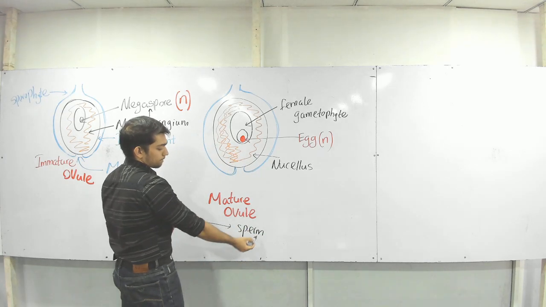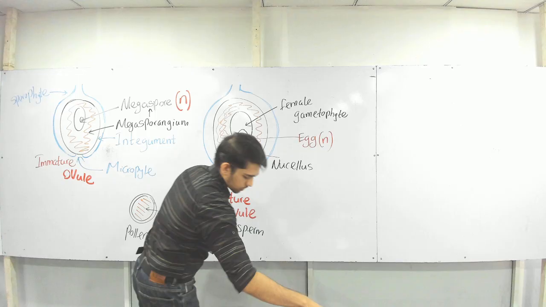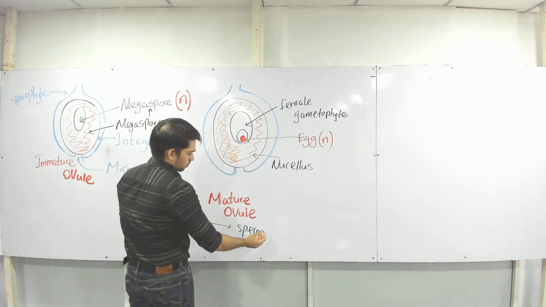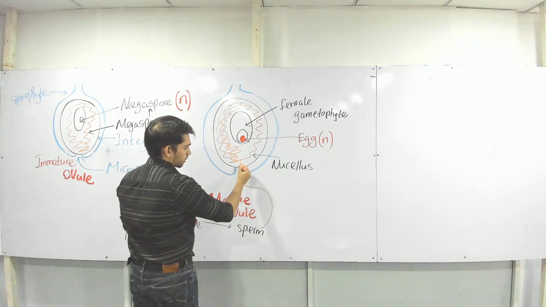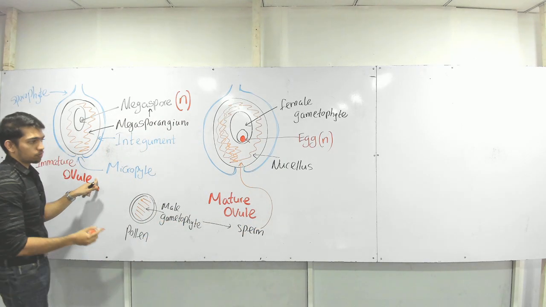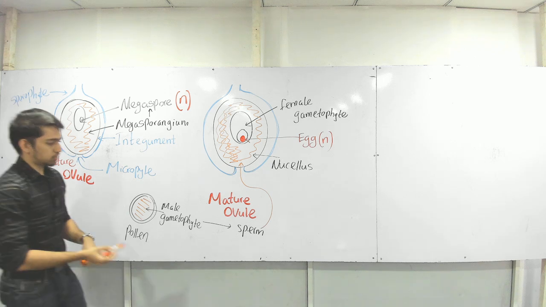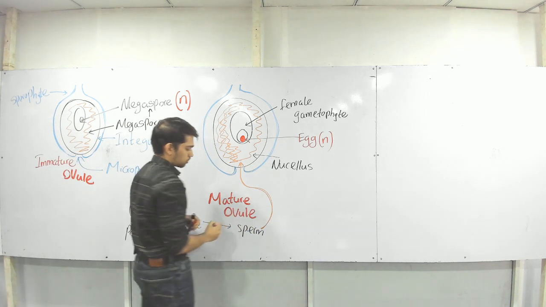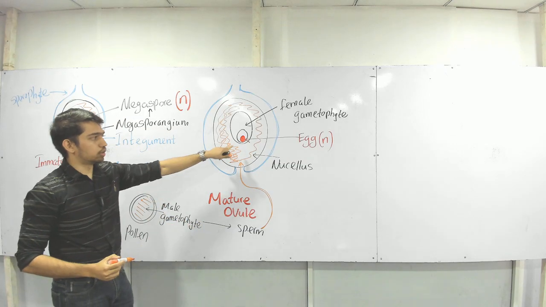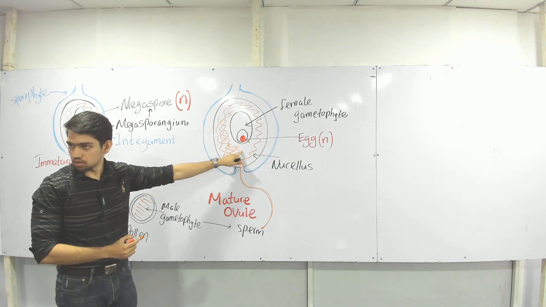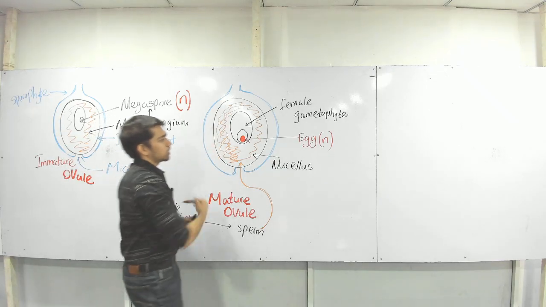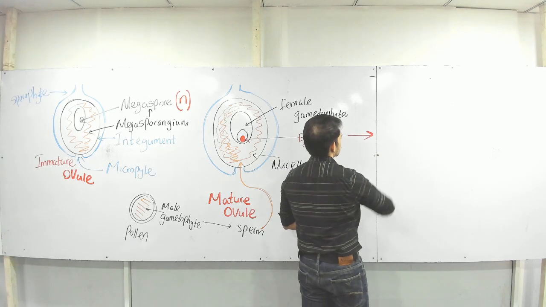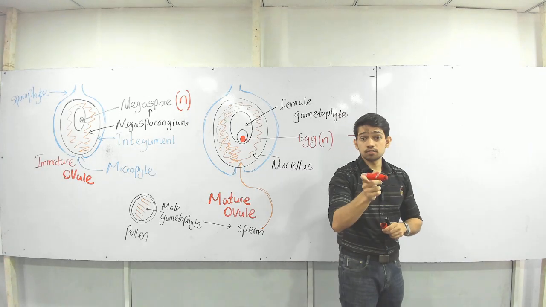That sperm is going to come through this opening, the micropyle. This opening was not there just to receive letters, right? It was for the sperm to come in. Sperm is going to come through the micropyle and reach this egg. So once a sperm and an egg combine, what are you going to get? You're going to get a seed.